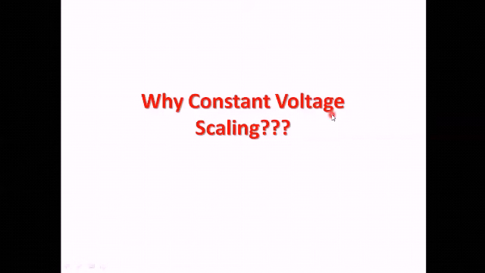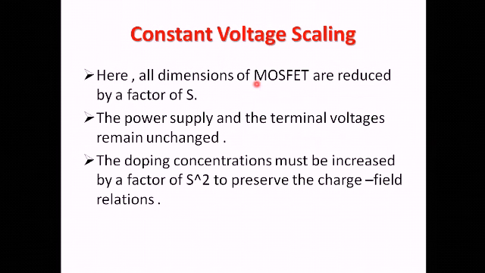Now, as we have seen why we require constant voltage scaling and why we prefer it over full scaling or constant field scaling, let us see the main properties of constant voltage scaling. Here, all the dimensions of the MOSFET are reduced by a factor of S, as in full scaling. The power supply voltage and the terminal voltages remain unchanged. The doping concentrations must be increased by a factor of S square in order to preserve the charge field relations.